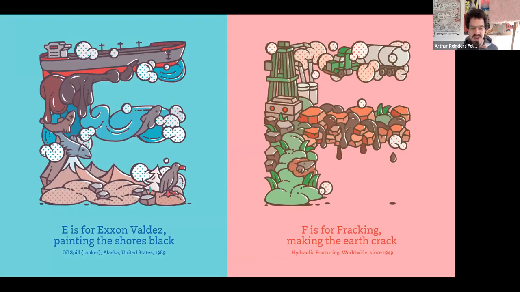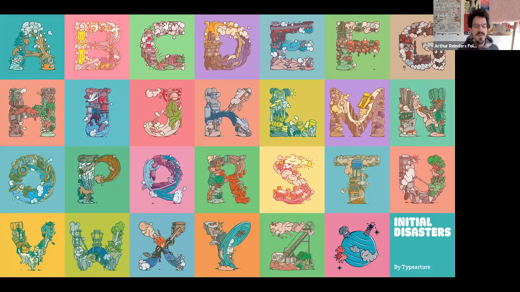So here we can see them together. We give them a nice color palette, and this is what we use throughout the entire series. Throughout our series, we have our A to Z. You can see here all of them besides the numbers.